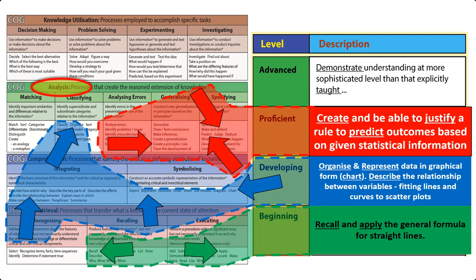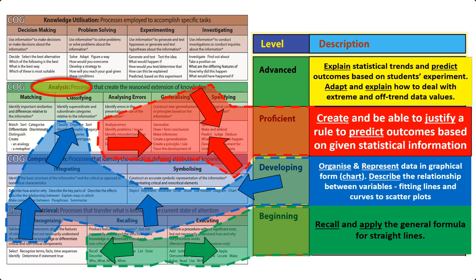Now let's go up to the advanced level. I expect students at this level to be able to go beyond the simple and complex elements that I explicitly taught. Students will complete an experiment activity. From the experimental data, students will attempt to explain statistical trends, predict outcomes and adapt their solutions to cater for, and explain how to deal with data that doesn't neatly fit the trends they find.